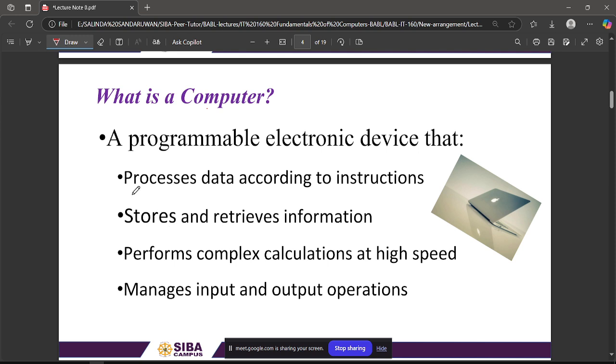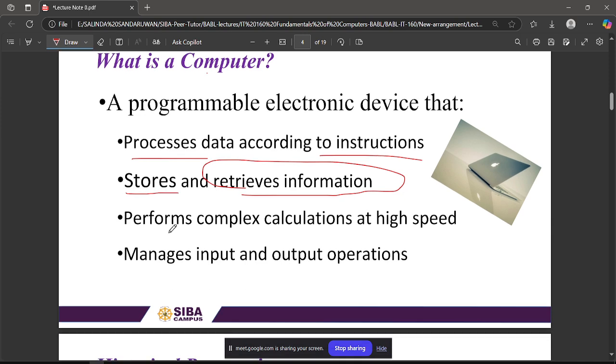So we can use the computer to process data and give some instructions to get the output, and we can use it to store information and get information, and we can use it to perform complex calculations.